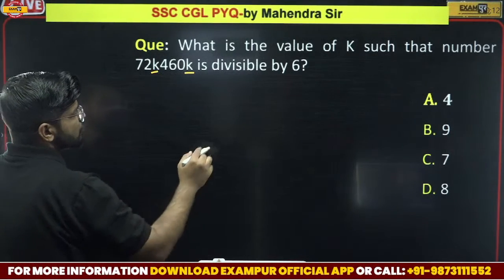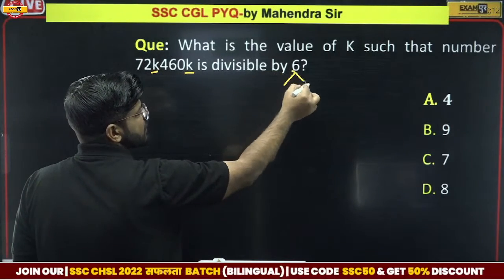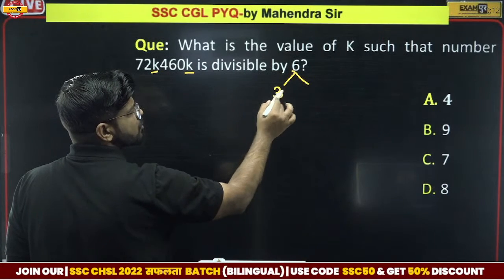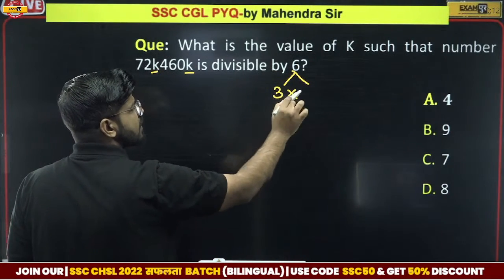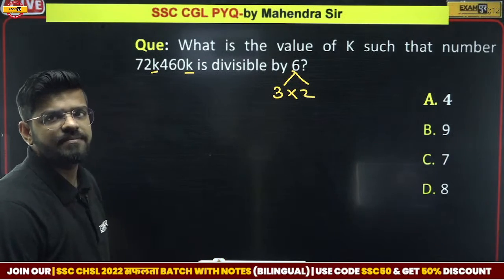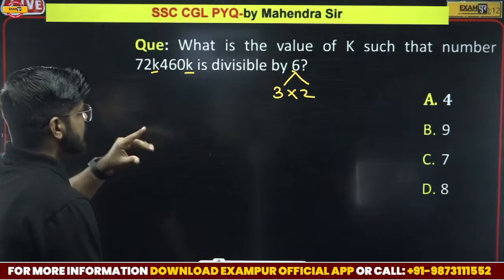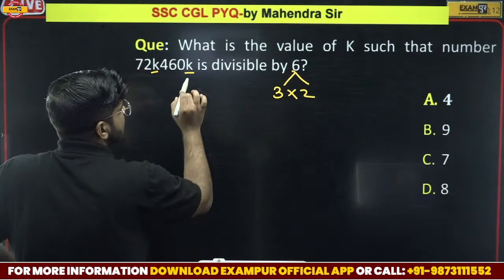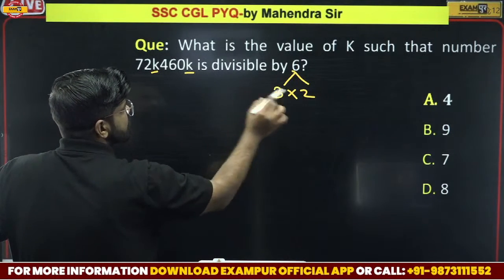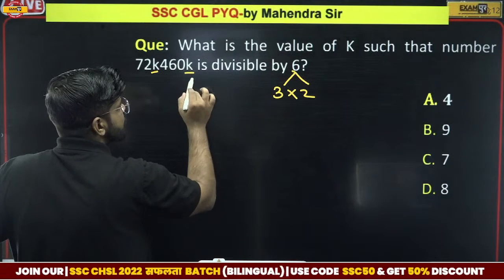You know what the divisibility rule of 6 is. The number should be divisible by 3 and 2 simultaneously. That means the number should be divisible by 3 and 2 simultaneously. So this gives me one thing: if it is divisible by 2, that means this number should be even.